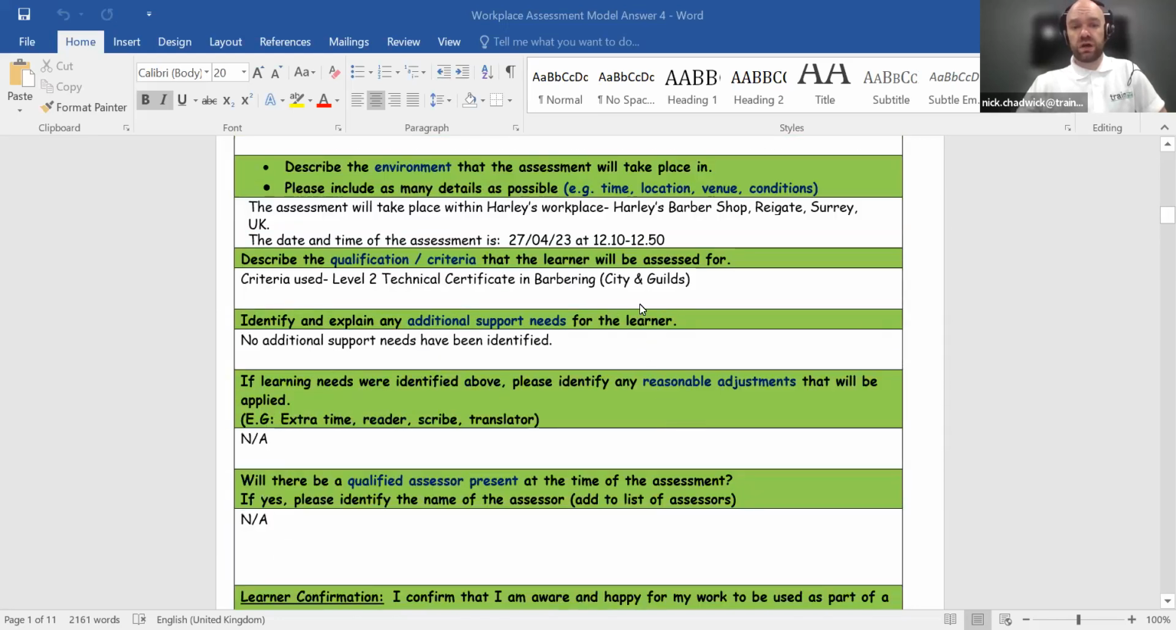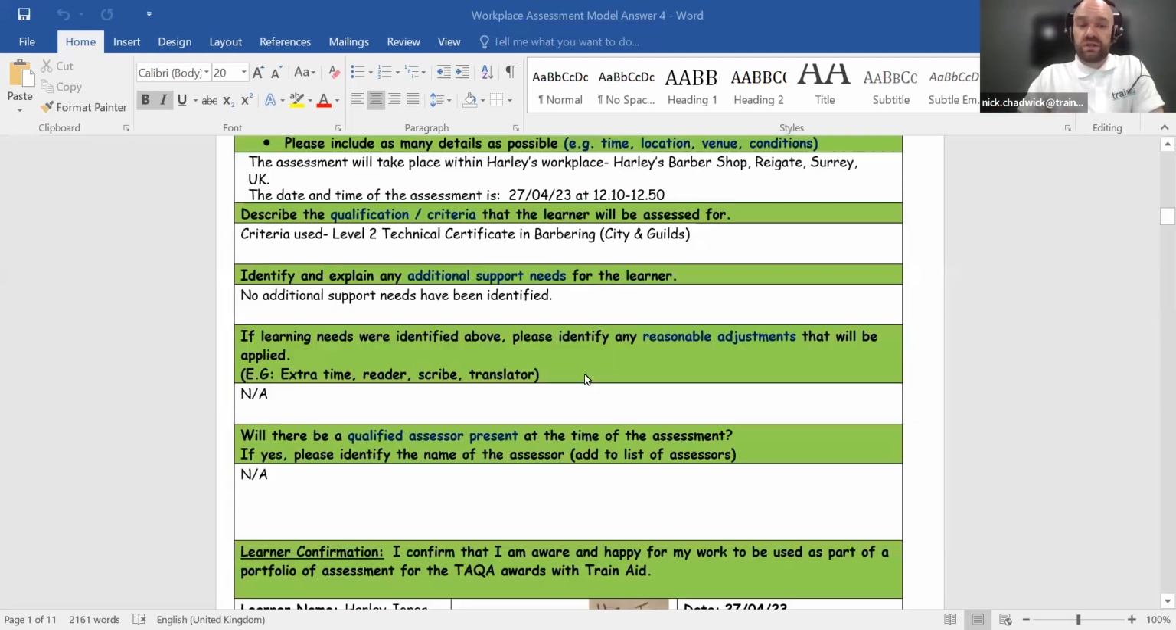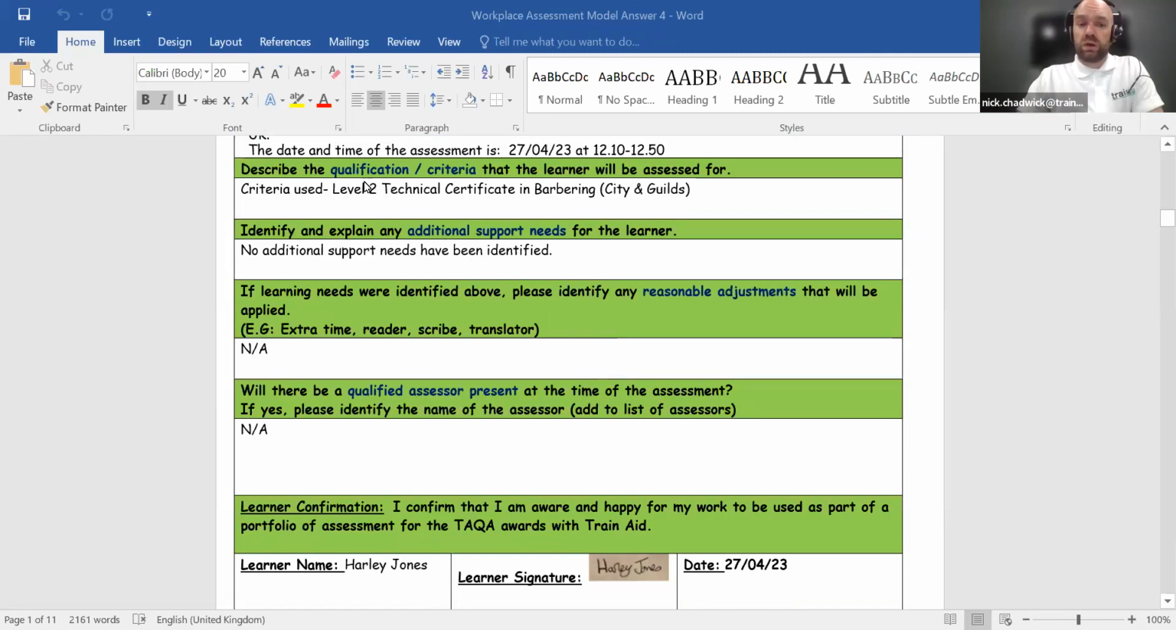We've also included questions here, such as the environment, which, as we can see here, we've included the date, the time, the venue, and also the conditions as well. So when you're writing this question, do include all of that information, that vital information about where the assessment will take place as well.